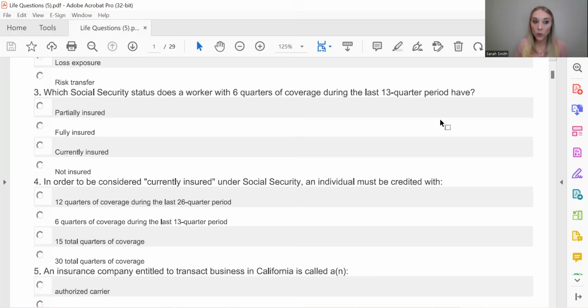Now let's take a look at number 4, because number 3 and number 4 are just the inverse of each other. In order to be considered currently insured under Social Security, an individual must be credited with, and if you look at the question beforehand, you would know that the answer is 6 quarters of coverage during the last 13 quarter period.